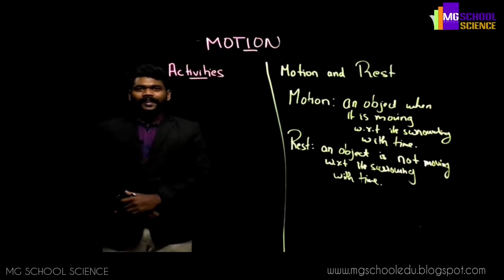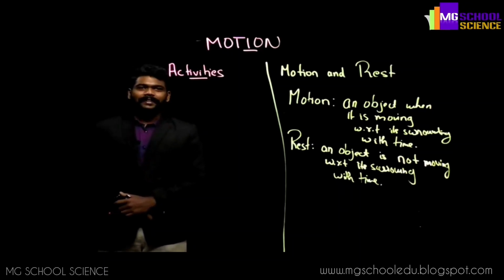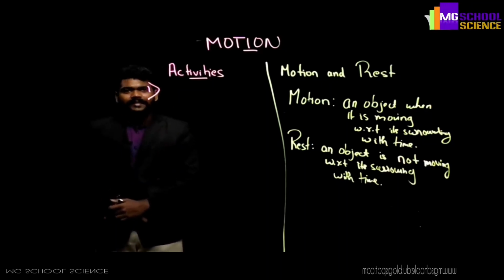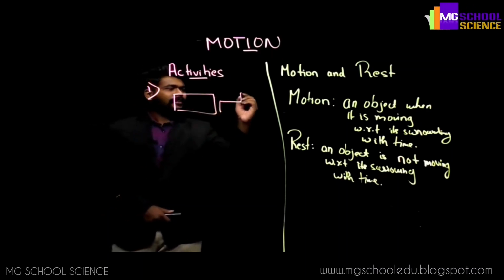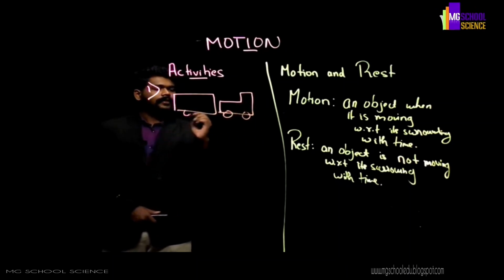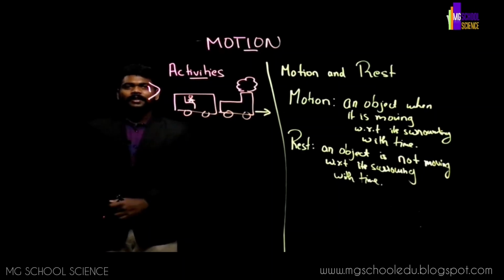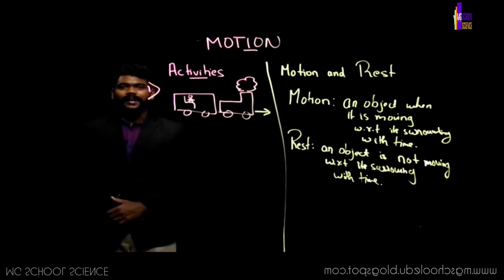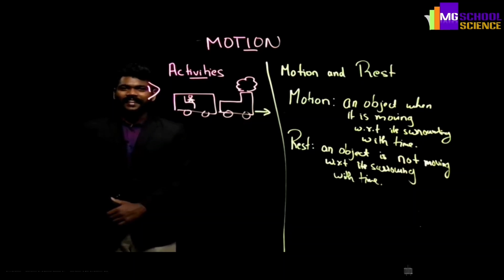Is that clear? Now, let us understand the concept of rest, motion, and reference point through some activities. First, this is an activity, but still you imagine this. Imagine you are traveling in a train, and in this seat, you are there. While traveling in a train, we feel that we are at rest, even though we are moving. This is a dilemma, right?